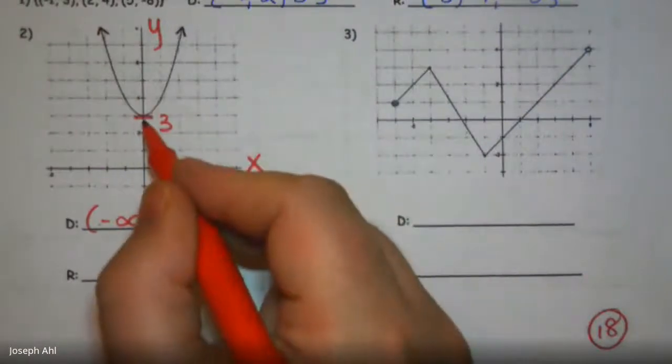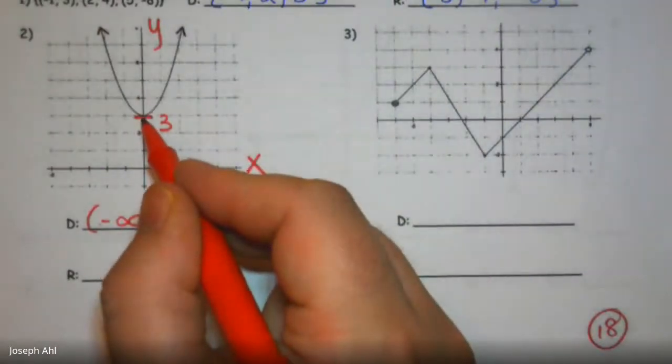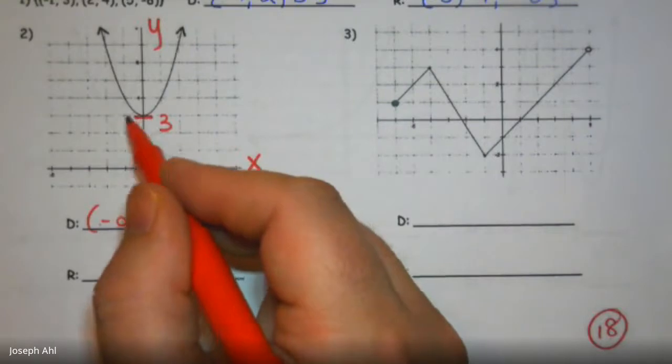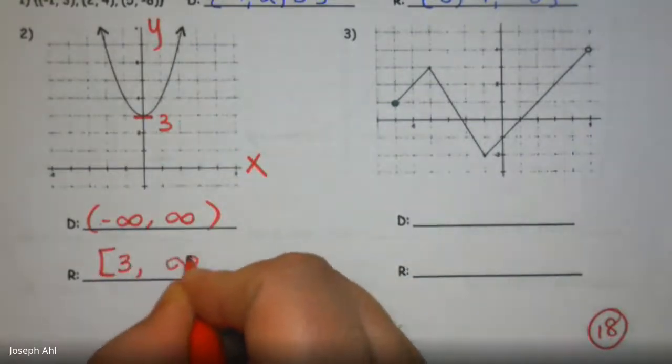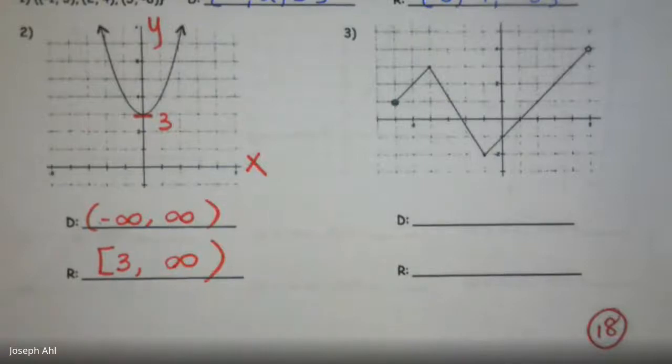Now keep in mind, we can include 3, right? There's no open circle there that would indicate that we shouldn't include 3. So we're going to do bracket 3 to infinity for the range. And that's a really nice, concise way of listing domain and range in interval notation here.